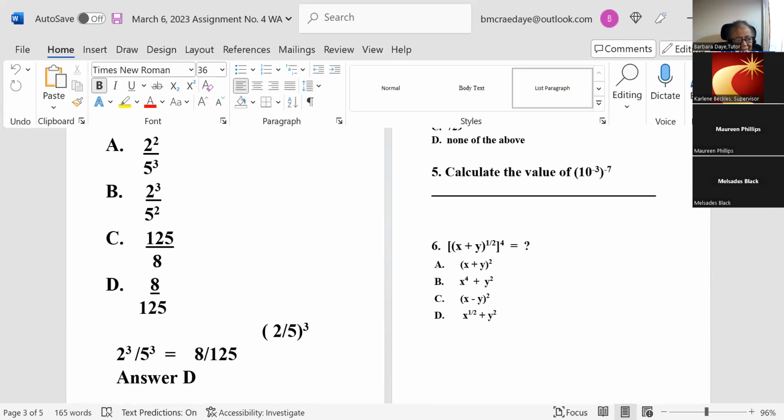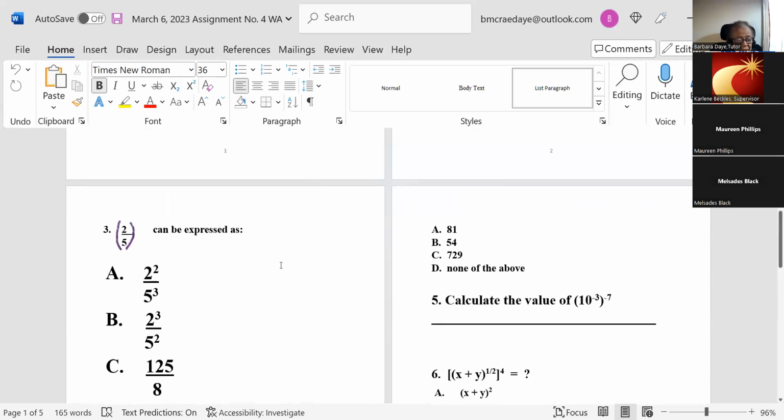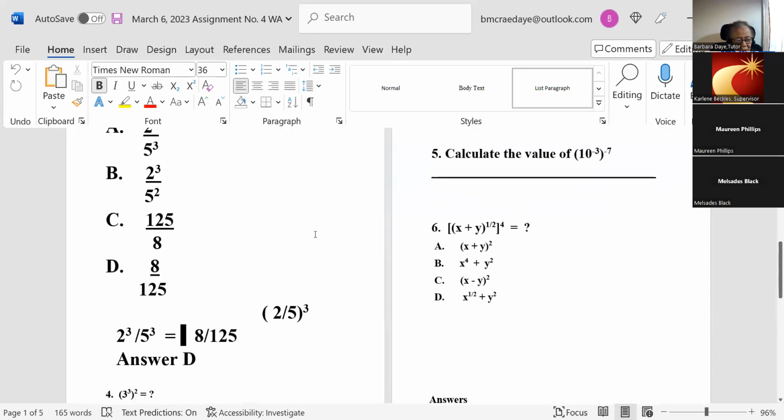Questions? No. Okay, so when you have a power on a quotient, and quotient means division, right? You just raise both the numerator and the denominator to the same power. Got it? Okay.